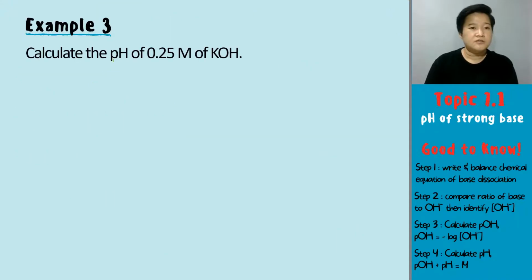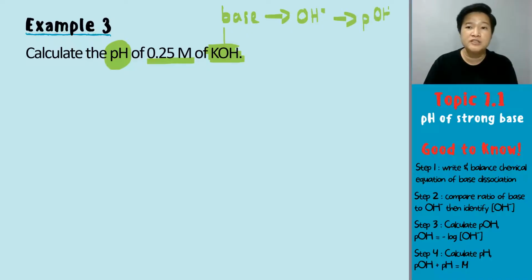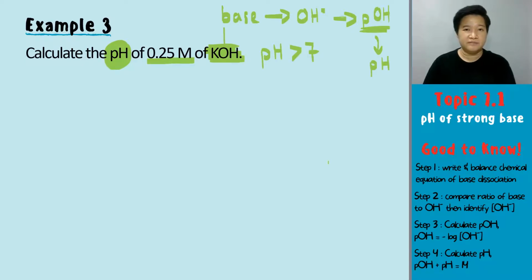Okay? So let's try an example over here to calculate the pH of a 0.25 molar of KOH. Guys, we know that KOH is a base, right? And we know that a base will produce OH minus. Therefore, we can only calculate the pOH first, then only we calculate the pH. Remember that? And since it's a base, pH will definitely be more than 7.